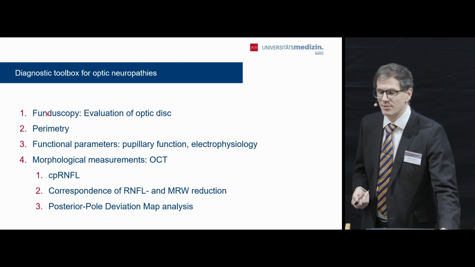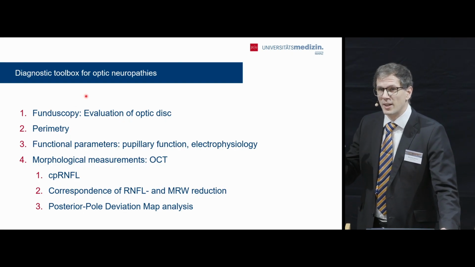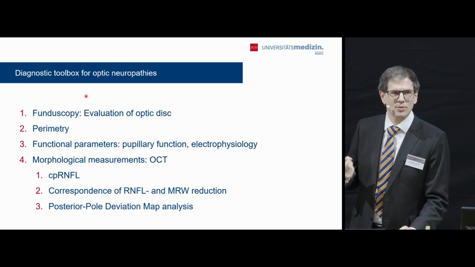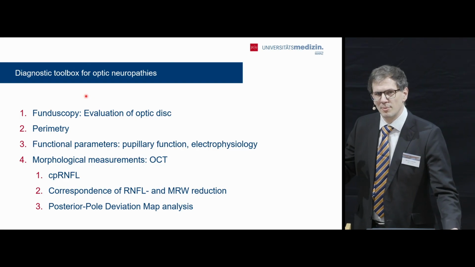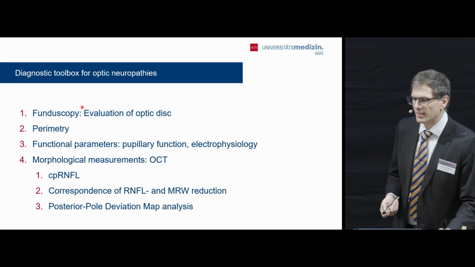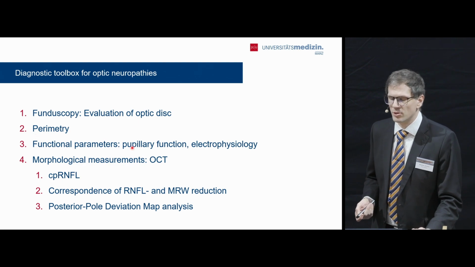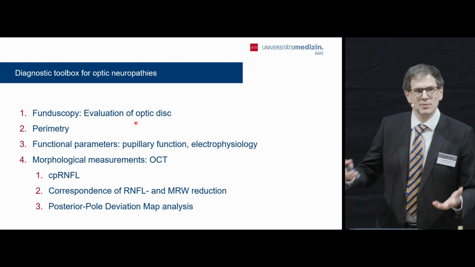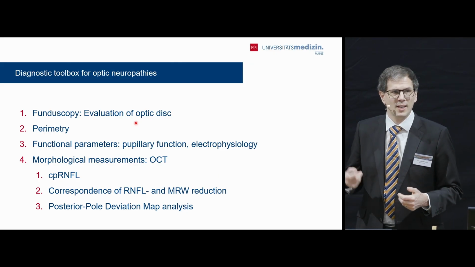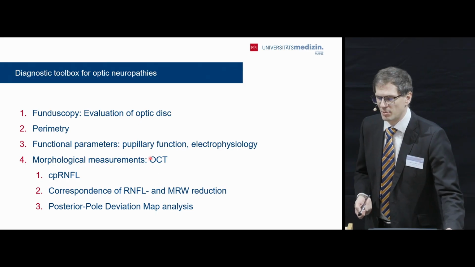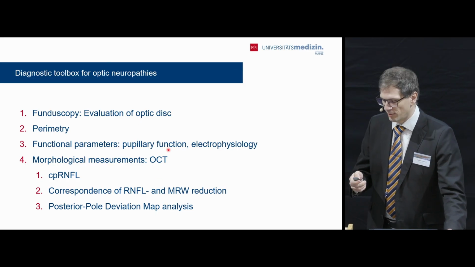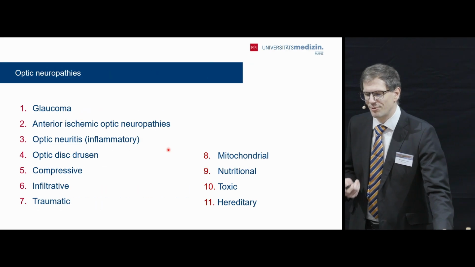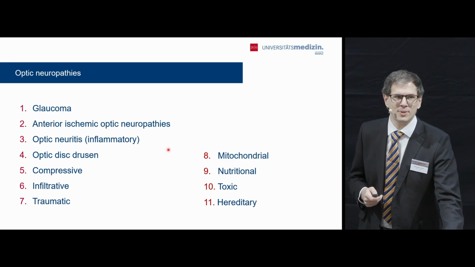But when you look at daily life and what we use, we don't have only OCT, but the most important thing is fundoscopy, where we can have quite a lot of information, where we need only very little additional examination to get to the disease or the phenotype this patient has. But all the other examinations, from perimetry to other functional parameters such as pupillary function or electrophysiology, help us to get the correct diagnosis. And in addition, we have all the morphological measurements I was just explaining to you. And the challenge, if a patient comes to us, is to differentiate this large number of optic neuropathies.